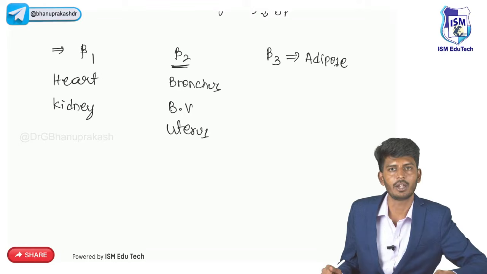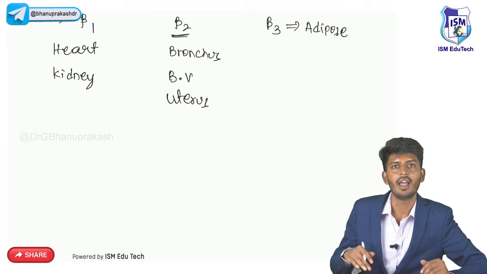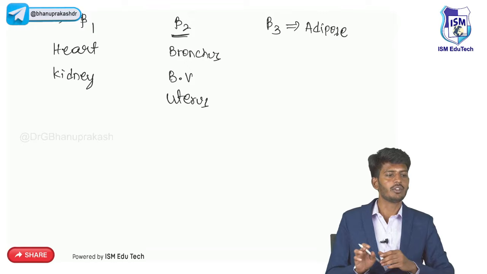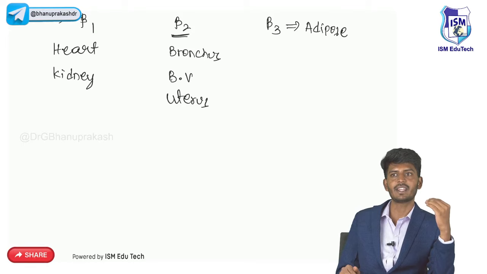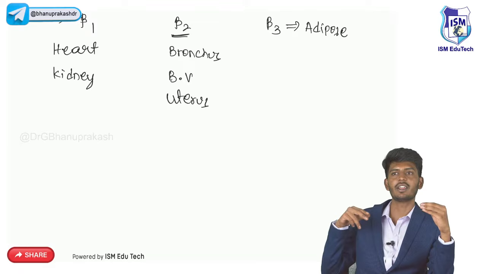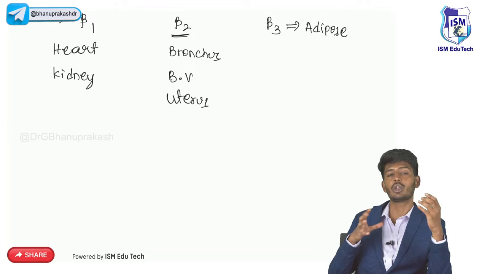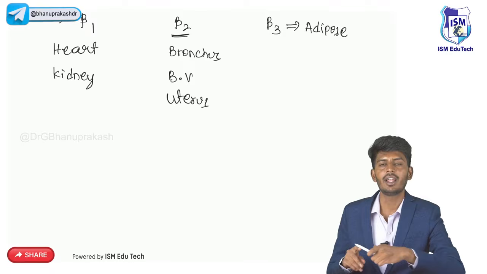Now once you know this much, guys, beta 1, beta 2, beta 3 receptors, we need to understand the adrenergic agonists. Adrenergic agonists are a group of drugs. What will they do? They will increase the activity of the sympathetic nervous system, leading to sympathetic activation. If there is excessive sympathetic activity, heart rate will increase, respiratory rate will increase, and there is bronchodilation. So we are going to use them for therapeutic purposes, right? So let's learn about this important aspect.